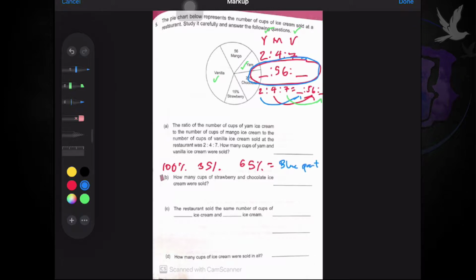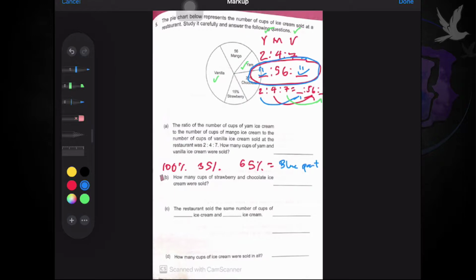Kasi nga, kailangan ko bigyan yung sagot. I mean, for you to fully understand talaga, I need to put the answer. Pero what's the point kung ibibigay ko sa inyo yung sagot? Okay? Mawawala yung sense of this. So anyway, once you'll be able to identify this part, yung sa yum at saka sa vanilla, all you need to do is to total them. And that will represent your 65%.